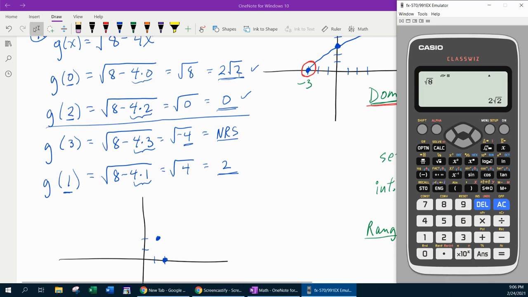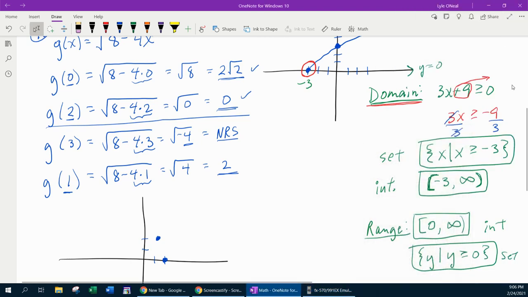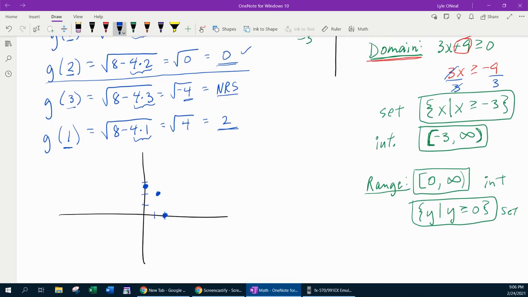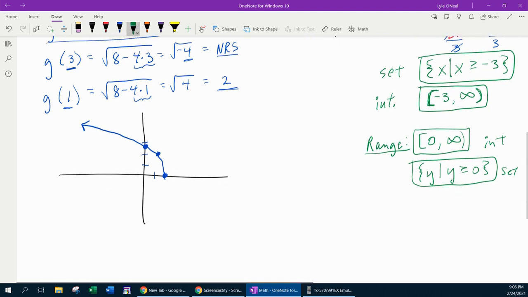Equals, of course, there's my 2 square root of 2, and then the SD button. That's about 2.8. So 0 would be up at 2.8, which is almost 3. Now, remember that I said once I hit 3, I got no real solution. So this graph is actually going to swoosh to the left. This one's going to swoosh up to the left. And I'm going to prove it when I do the domain.